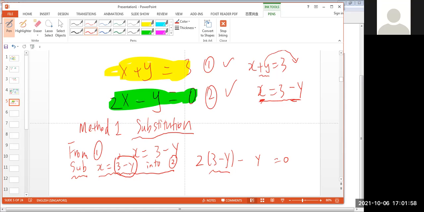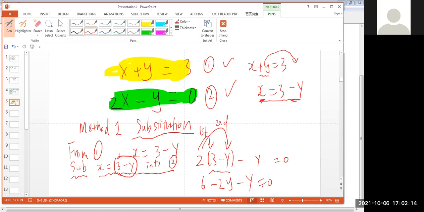Can you follow? Yep. So once I get this, then it's simple. I just need to open the bracket. So 2 times 3, first arrow is 6. Second arrow, 2 times minus y, minus 2y. Minus y is equal to 0.